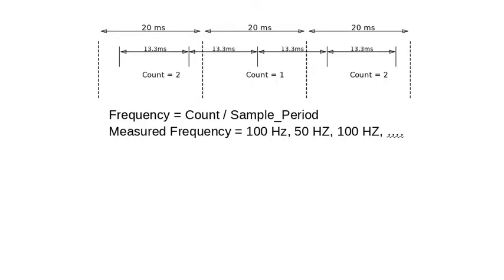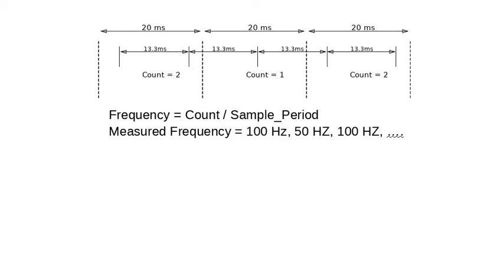Worst case is you might see something like this, where say you wanted to run your samples at 50 hertz, but the input frequency was 75. You'd see a count of 2, a count of 1, a count of 2. The measured frequency then being 100 hertz, 50 hertz, 100 hertz. This would drive your PID loop crazy.